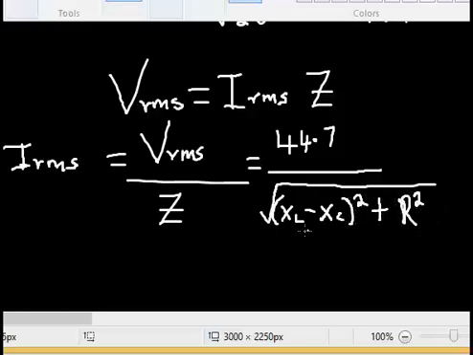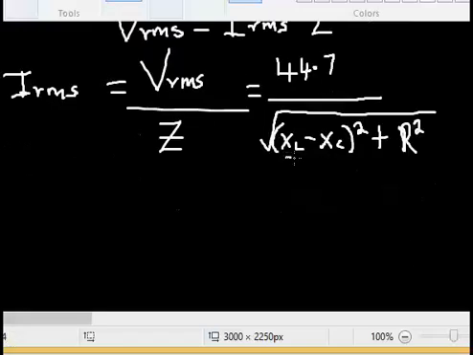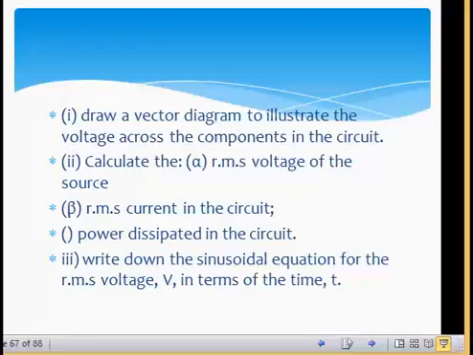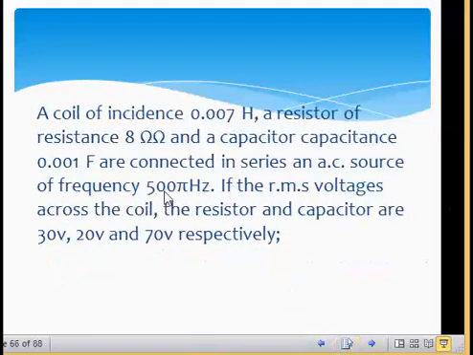Okay, so we have to calculate them one after the other. I have to calculate XL, I have to calculate XC. Let's see. All right, XL, of course, you know, is 2 pi FL. So let's do that. I have the pi, the F, the frequency, according to the question. Where's the question? Let's go. All right, the frequency is 500 pi hertz, and of course the inductance is 0.07 Henry.